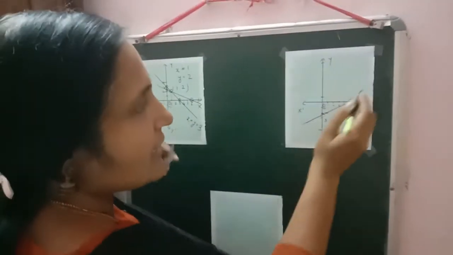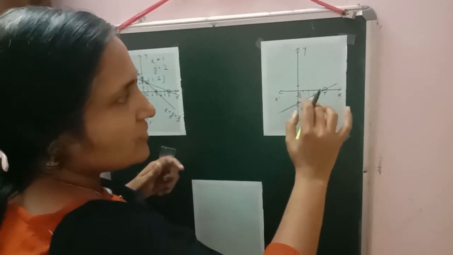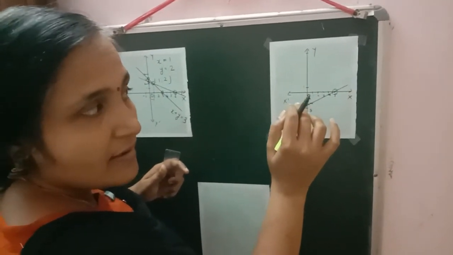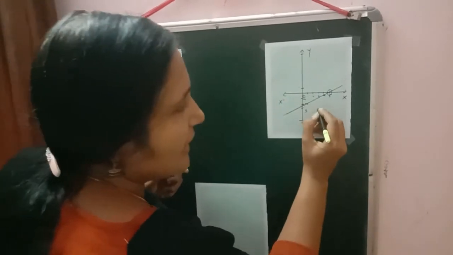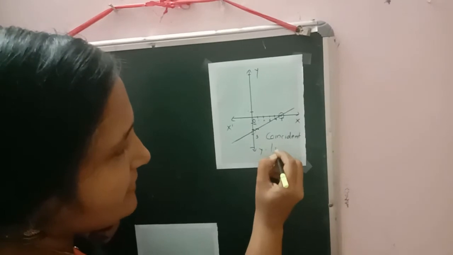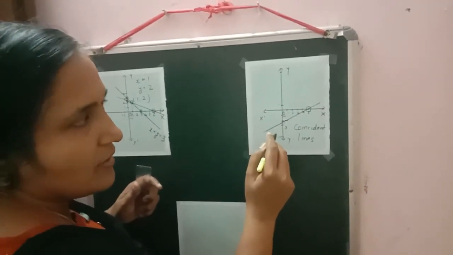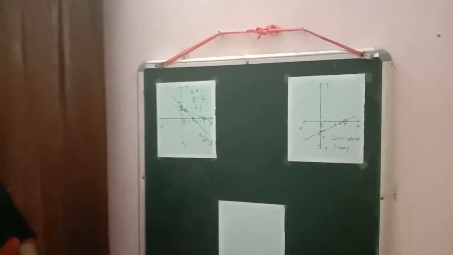Correct? So in this case, what are we getting? We are getting 2 lines and the lines are on each other. So these types of lines are called, yes, coincident lines. Coincident lines. They overlap each other. Clear? Okay. Now we will check the condition, why it is coming.